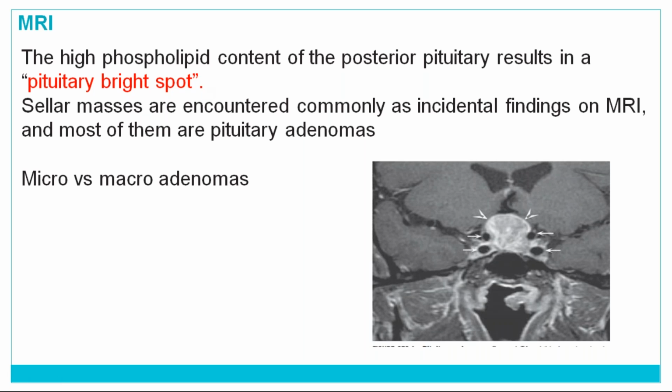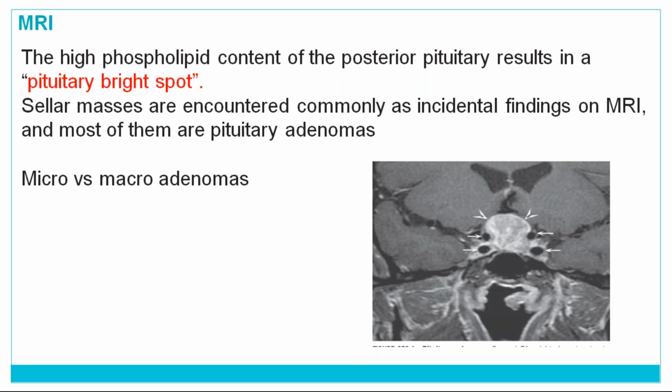If the white spot is enlarged, you can see here, this is the enlarged. So the white spot is enlarged. This is called pituitary adenoma. Okay, so you can classify pituitary adenomas into micro and macro adenomas based on the size. So less than 1 centimeter will be microadenoma and more than 1 centimeter will be macroadenomas.